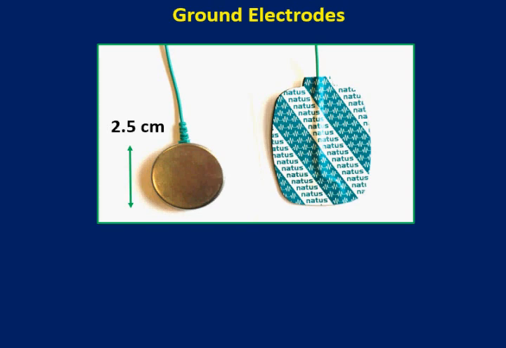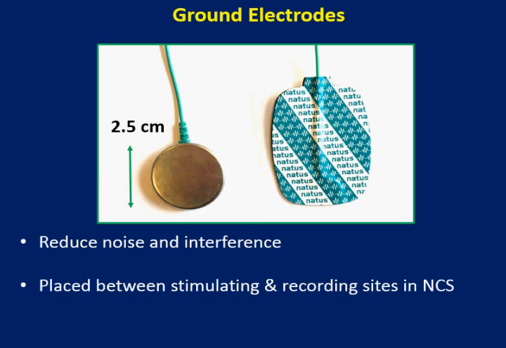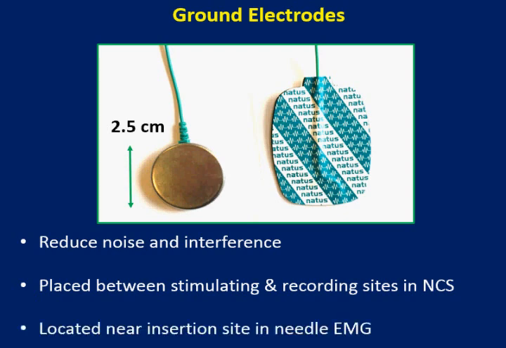The ground electrode is used to reduce noise and artifacts. Here are examples of a disposable and reusable ground electrode. A ground with large surface area is more effective than a smaller recording surface. In a nerve conduction study, the ground is placed between the stimulating and recording sites to reduce the stimulus artifact. In needle EMG, placing the ground electrode close to the needle insertion site is more effective to reduce the background noise and interference.